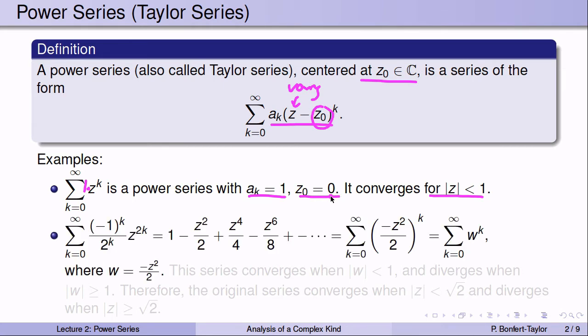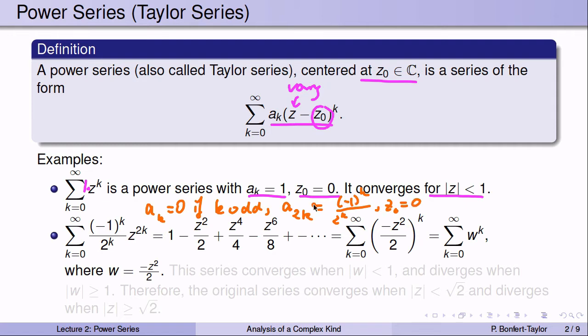Here's another example. The series minus 1 to the k over 2 to the k times z to the 2k. So this series only has even powers of z, so all the odd coefficients are equal to 0. ak is equal to 0 if k is odd, and the even coefficients of the form a2k are equal to minus 1 to the k divided by 2 to the k. And we have z0 is equal to 0 again.